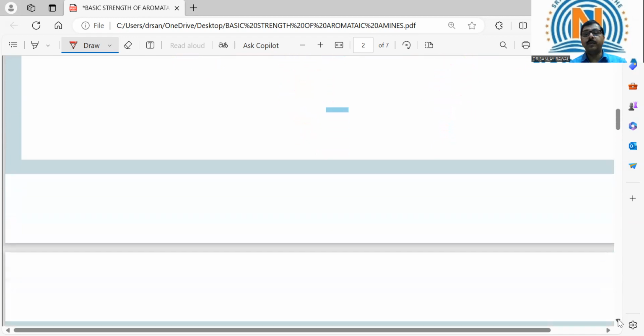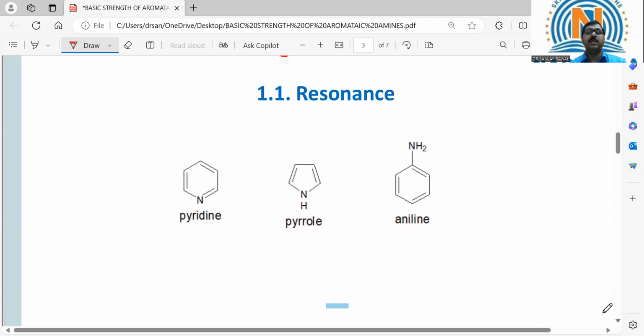Now, the second factor is resonance. How does resonance affect the basic strength of amines? See, when we compare aliphatic amines and aromatic amines, suppose you want to compare the basic strength of this amine and aniline. So in aniline, the lone pair of electrons takes part in resonance with a pi bond due to pi lone pair conjugation. And there is no conjugation in this compound. That is why there is no resonance. However, this compound takes part, this lone pair takes part in the resonance.